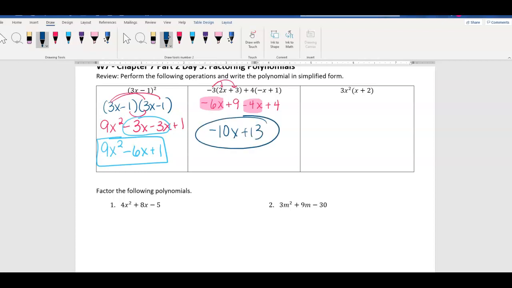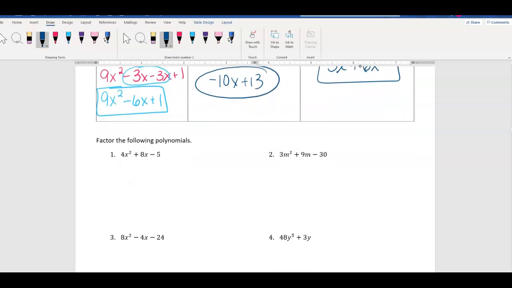And box 3 is also very similar. I'm going to go ahead and distribute this 3x squared to that x and to that 2. X squared times x is x cubed. I have a total of 3, and then 6x squared. This is a cubic because it's to the third power, and it's a binomial because we have two terms.